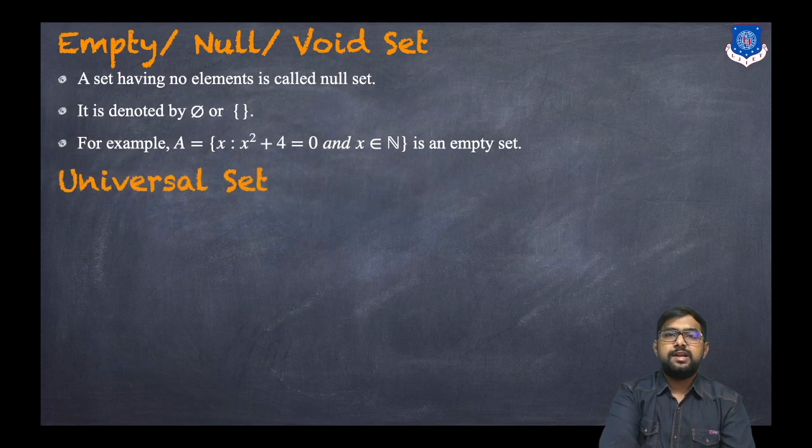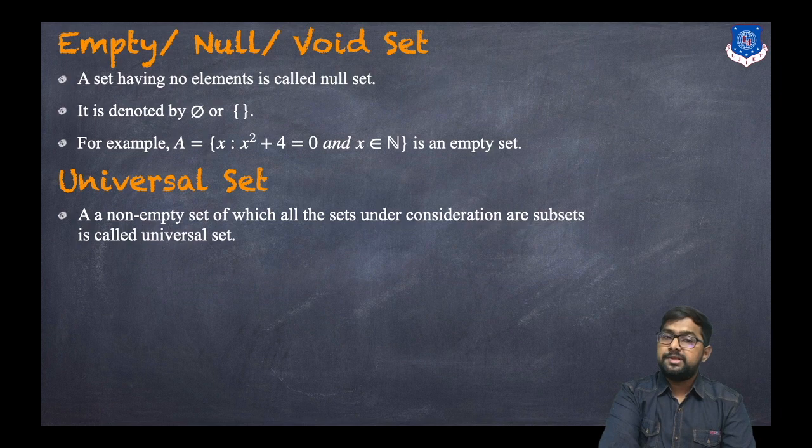Now let us understand what is a universal set. A non-empty set of which all the sets under consideration are subsets is called a universal set. It is denoted by the symbol capital U.